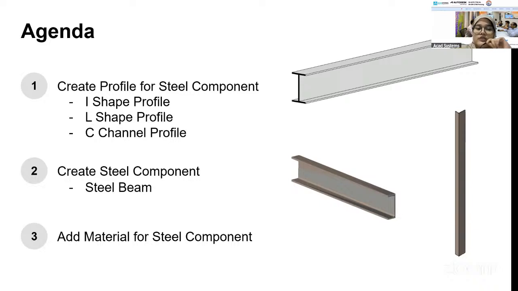And after that, I'm going to create a steel component, which is a steel beam, for example. So you can apply this method later on to any steel component that you want to create. And lastly, I'm going to show you how we add material for the steel component.